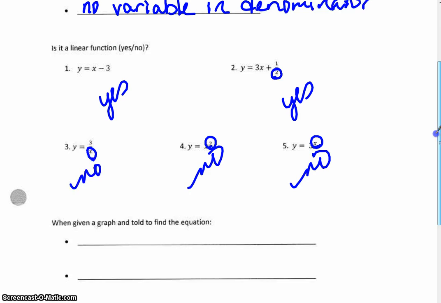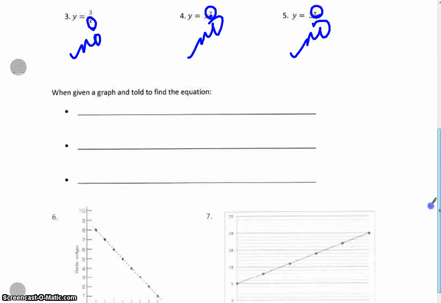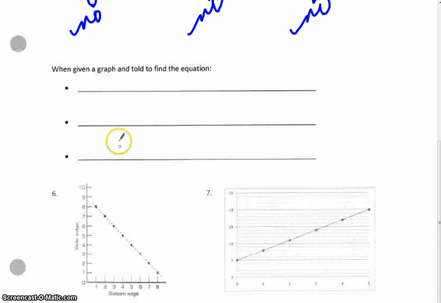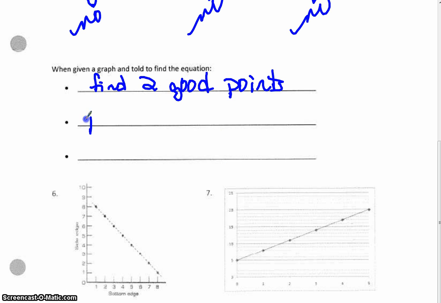When you're given a graph and you're told to find an equation, the first thing you want to do is find 2 good points. Good points means where the lines are crossing each other. I don't want decimals. You're going to put those points in stat.